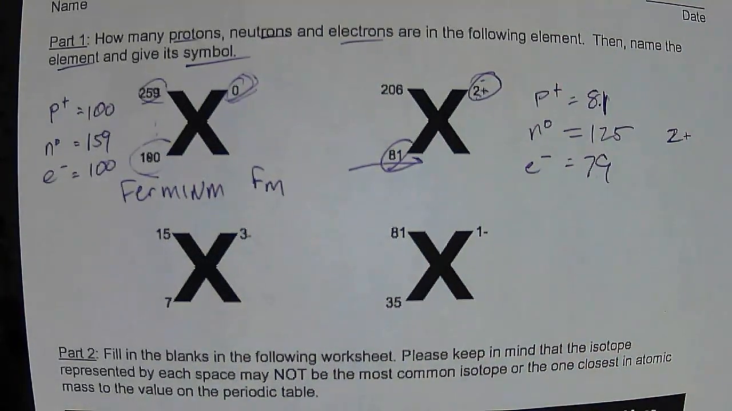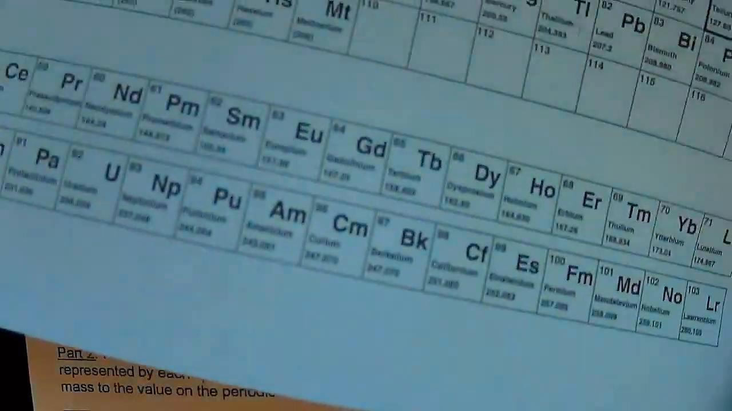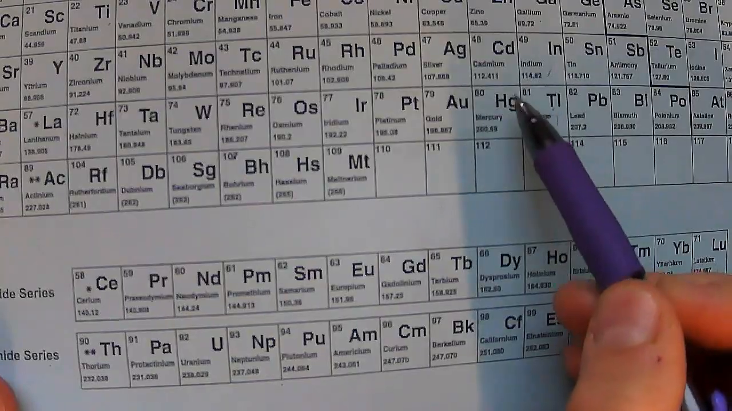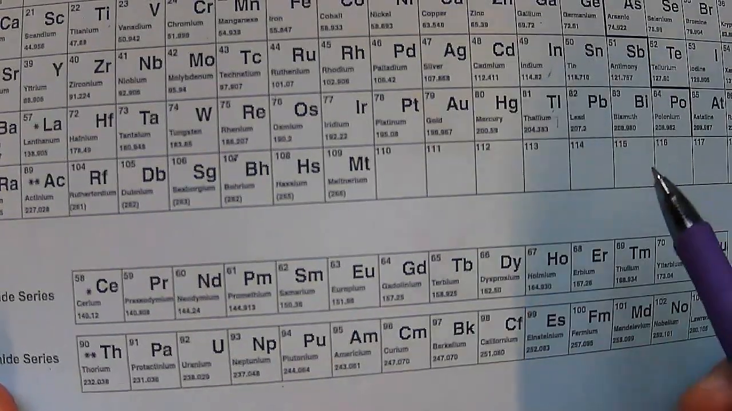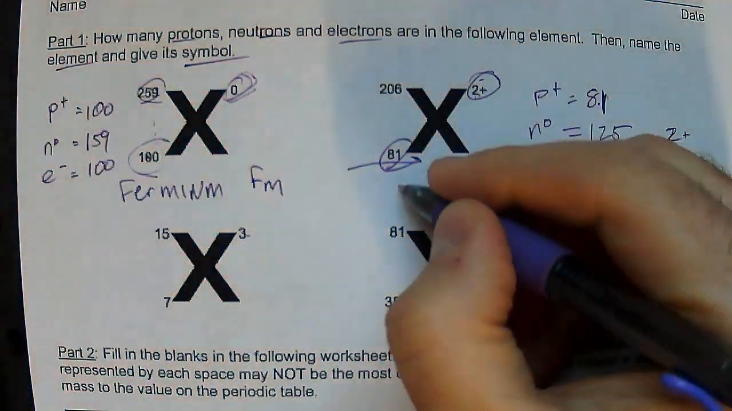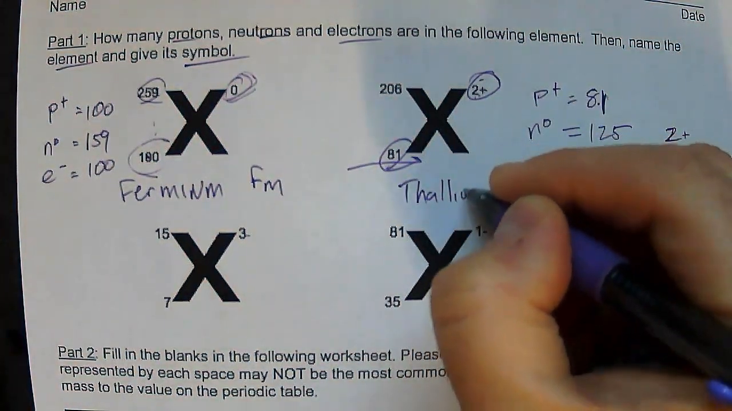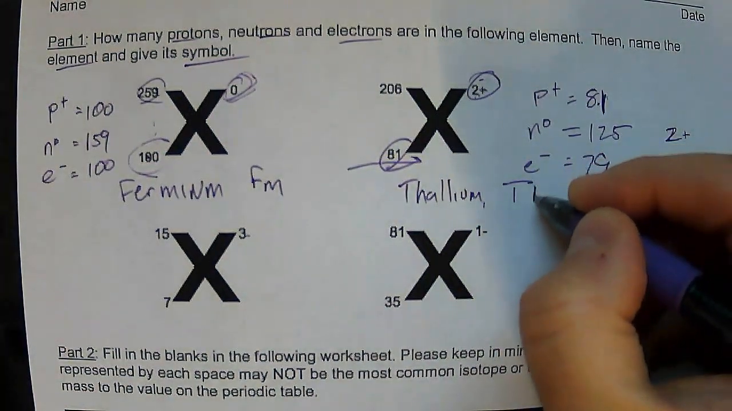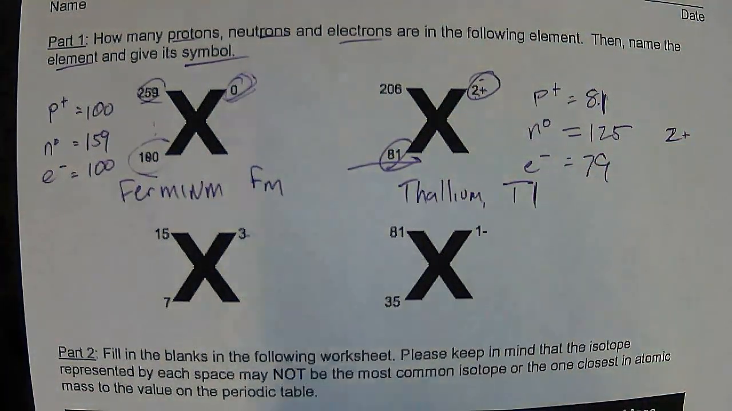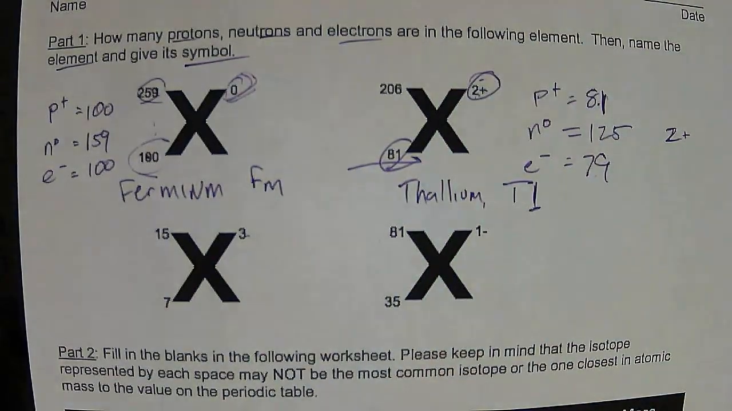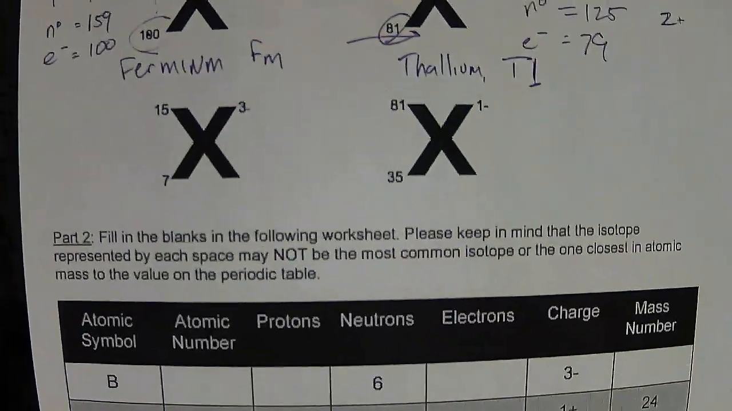Then again, we look at the periodic table for element number 81. We use the atomic number. So here's the atomic number. Remember, it's the whole number. So that's 81. That's thallium. Thallium, and that's Tl, not TI, but Tl. So make sure you understand that that's an L and not an I.